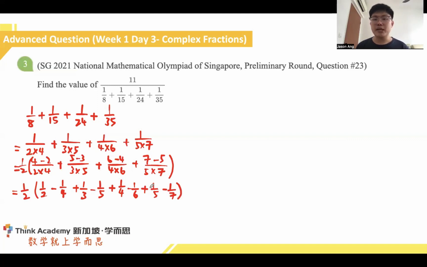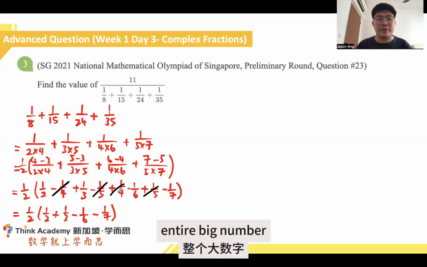Hey, the numbers are jumping a little bit. Don't worry, we can still group them up. So once we have grouped them up, you see here, minus 1 over 4 plus 1 over 4. Then we have minus 1 over 5 plus 1 over 5. All we need to do now is combine our fractions together. So half, then after that, half plus 1/3 minus 1 over 6 minus 1 over 7. Here, we will still need to involve a little bit of the lowest common multiple to do our calculations, but it is far better than working with one entire big number.